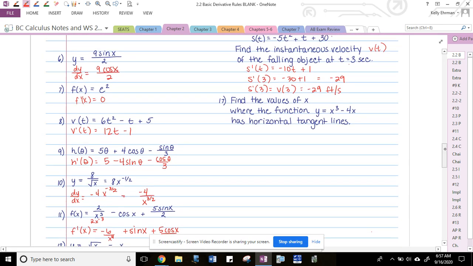Okay, last problem. Find the values of x where the function y equals x cubed minus 4x has horizontal tangent lines. What would I know? Why did they give me horizontal tangent lines? I know that horizontal tangent lines have slopes of 0. So if I could set my derivative equal to 0 and solve for x, I should be done. So let's find dy dx. 3x squared minus 4. I want to know, when is this slope equation equal to 0?